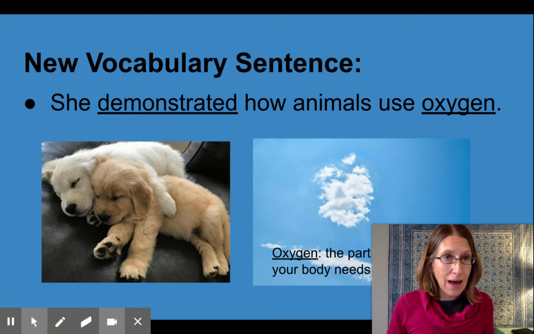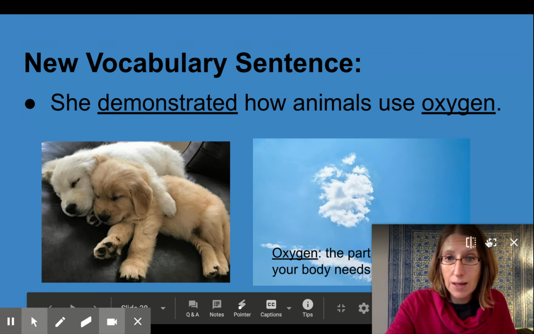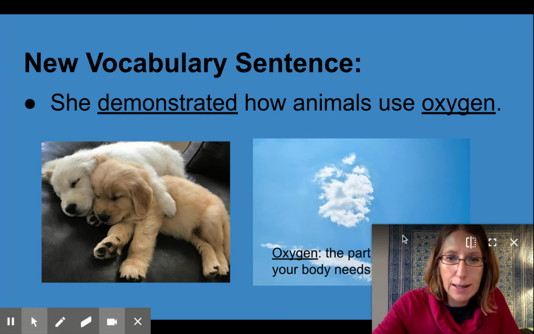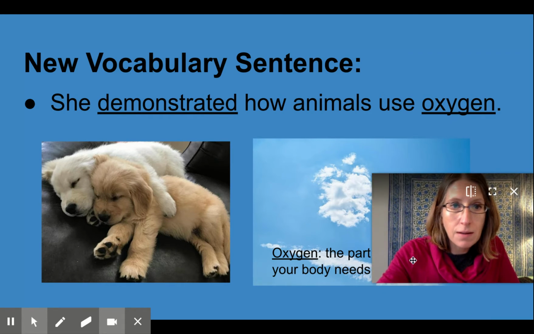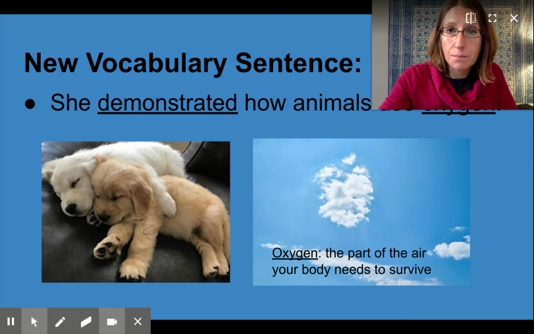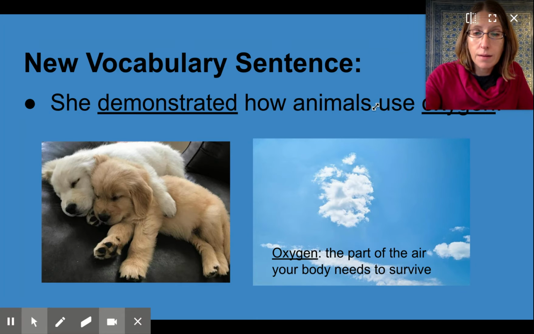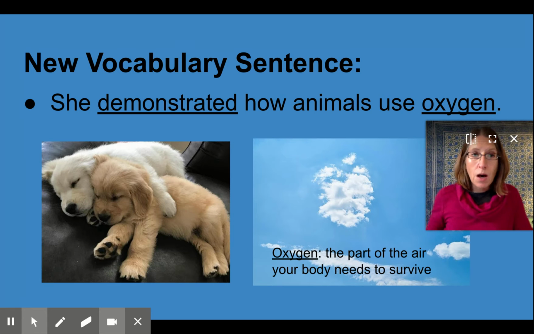And today we have a new vocabulary sentence. So let's see. I'm going to try to see if I can scoop myself out of the way here. Our new vocabulary sentence is: she demonstrated how animals use oxygen. And I'm trying to make myself a little bit smaller here. Maybe, there we go. All right, so she demonstrated how animals use oxygen.